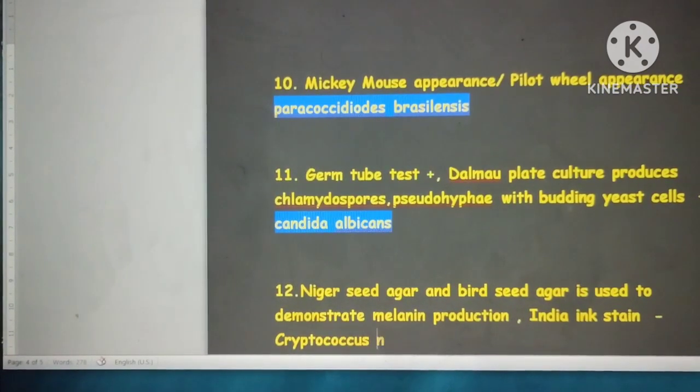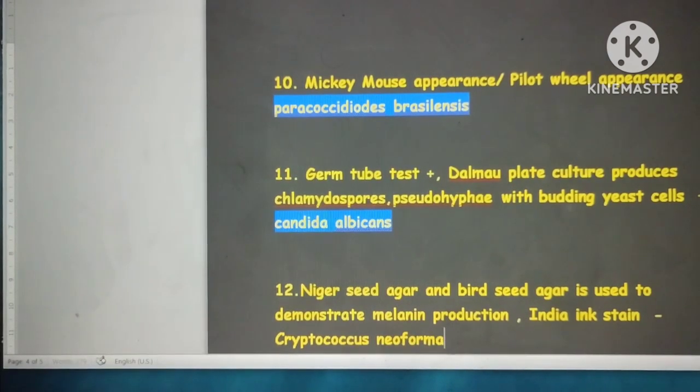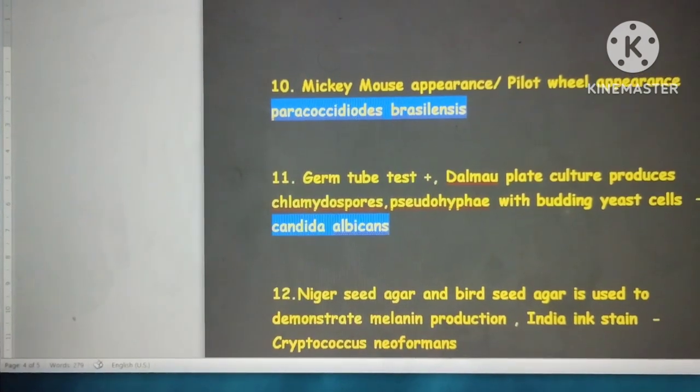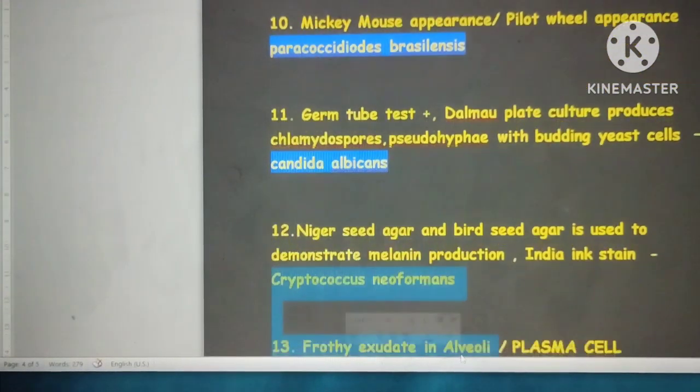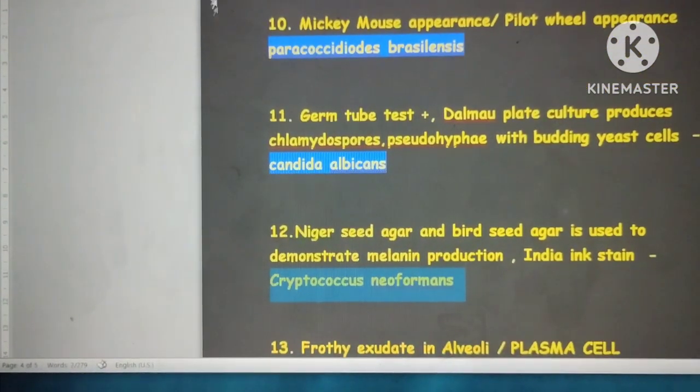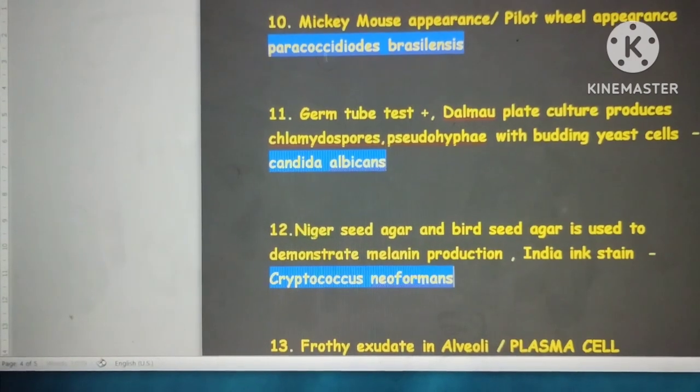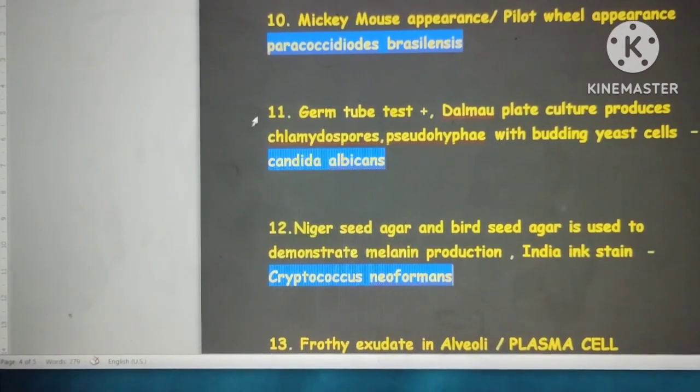in bird seed agar and India ink positive, and again the HIV history will be there, and CSF samples are examined and we found an encapsulated fungus, then it is Cryptococcus neoformans. So always remember this point: India ink stain and Niger seed agar.